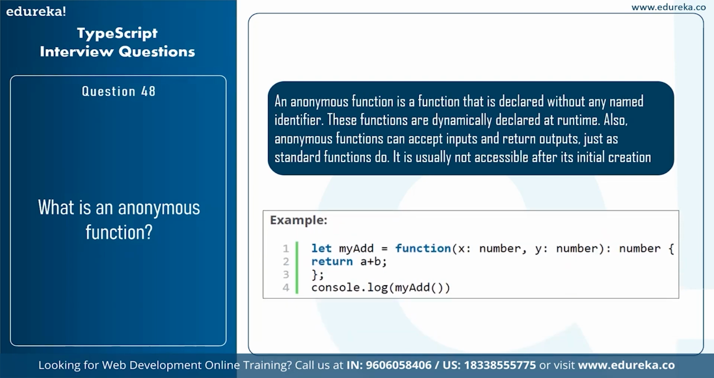So here is an example where we have the let myAdd keyword. Inside that we have the function with x, which is a number, y, which is a number, and then another number as the return type. Here we are returning a plus b, and for this we just have to take the output as myAdd. So we're just taking another anonymous function in the first one and specifying its parameters.